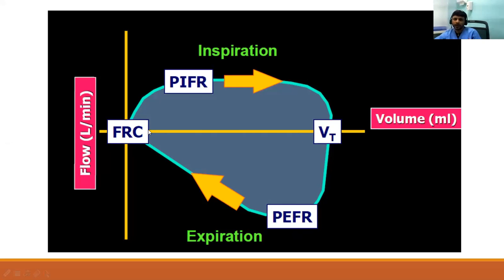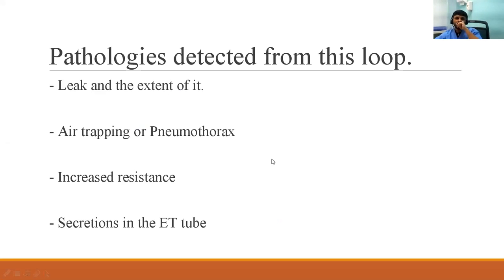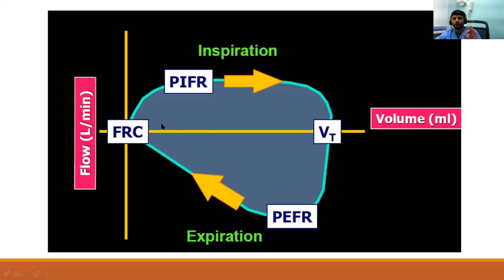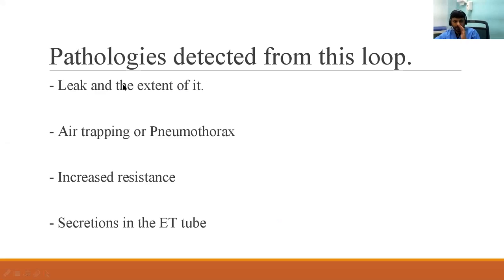It will also help us understand whether it is returning back to baseline or not. So this is a beautiful loop because it gives us a lot of idea about what is happening with ventilation. The pathologies which are normally detected from this loop are any leak and the extent of it, which I'll show you how it looks like; whether there is any air trapping, subsequent pneumothorax, or already existing pneumothorax; how the expiration of the baby is going on; and whether there are any secretions either in the tubings or the ET tube.